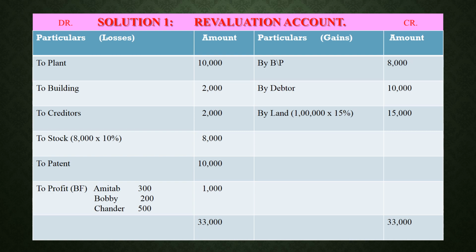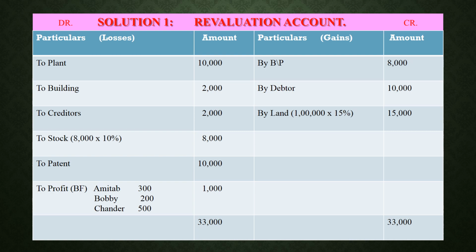Sorry, the ratio given is 3 ratio 2 ratio 5. Therefore, Amitabh's share will be 300. Next partner is Bobby. Bobby's share will be 200. And third partner is Chandar. Chandar's share will be 500. This is how revaluation account is prepared.